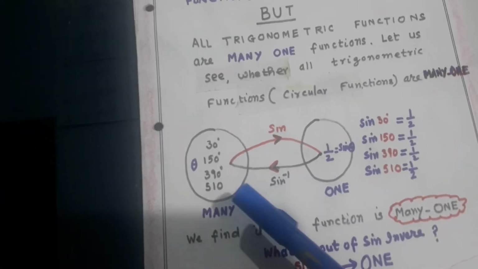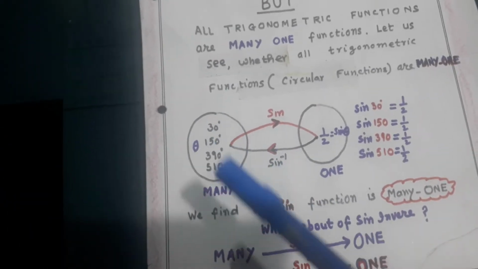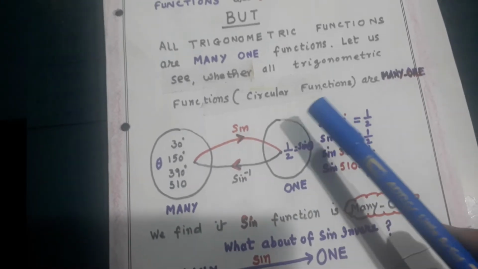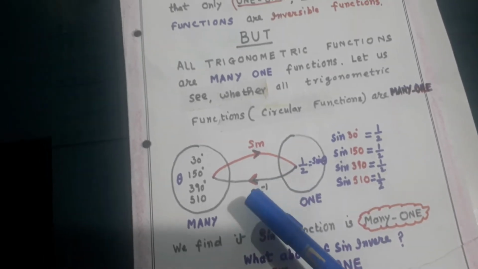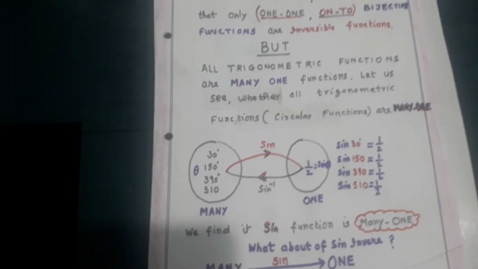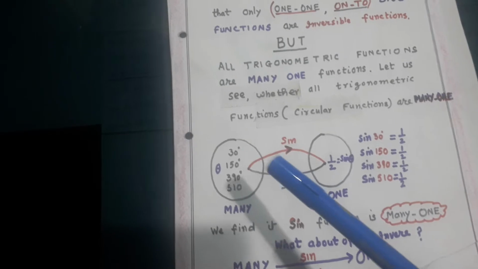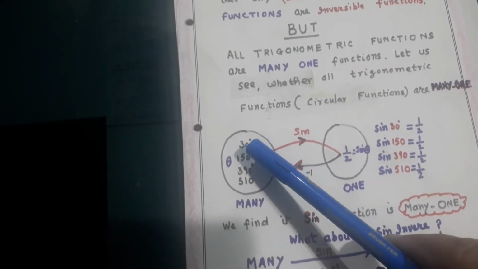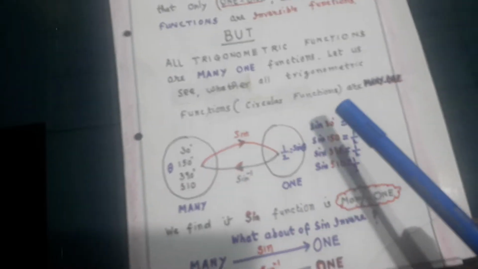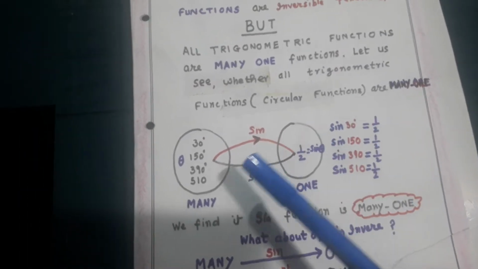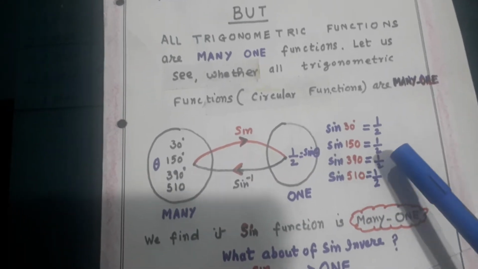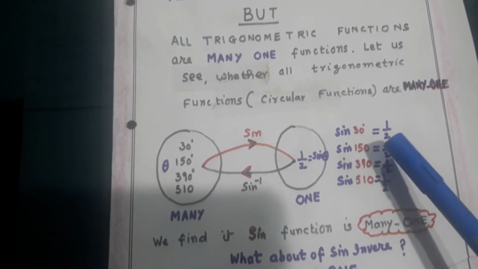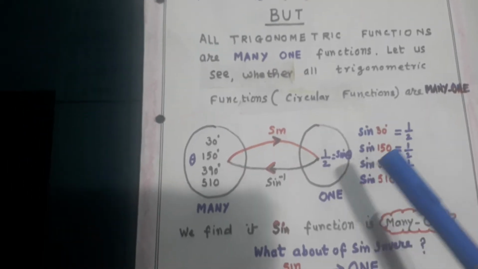Now look here. This is the domain and this is the range. Sine function is there and this is sine inverse. Now this is the input 30 degree. Sine 30 is 1 by 2. This is 150 degree. Sine 150 is also 1 by 2. It is in the second quadrant and sine is positive there.